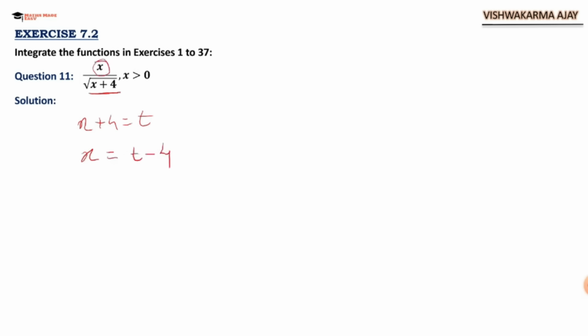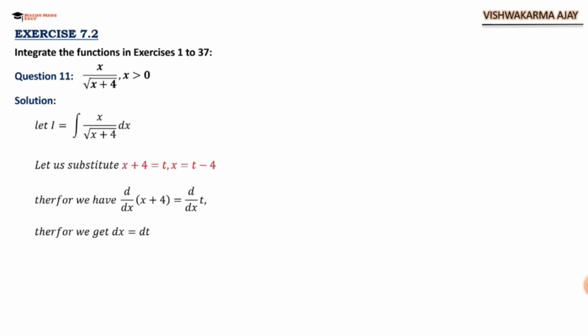This x will be replaced by t minus 4 and x plus 4 will be replaced by t. At the same time, the value of dx is equal to dt by taking the derivative of this term. So we have dx is equal to dt. Now let's put in the values. I is equal to integral of t minus 4 over root of t dt.